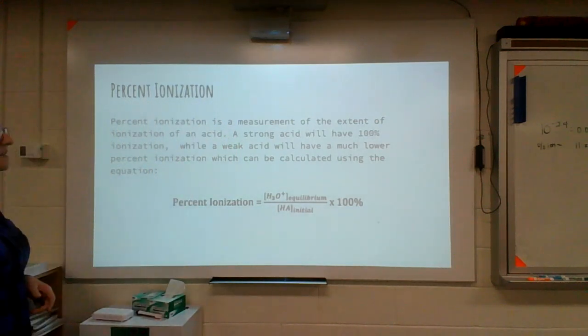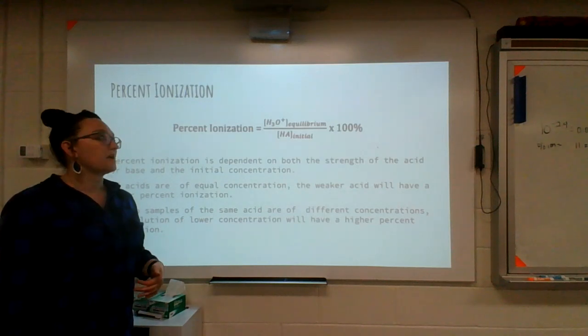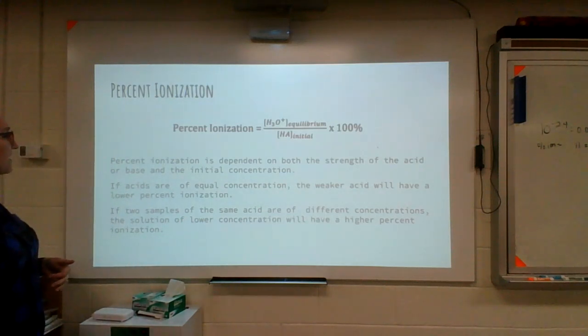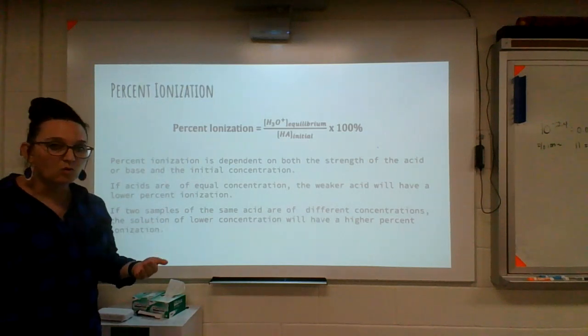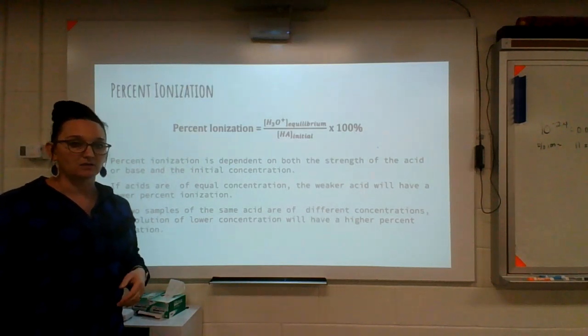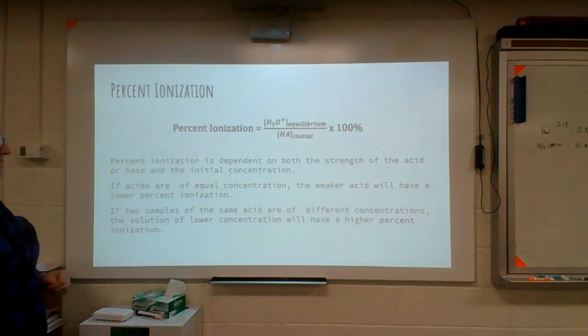So percent ionization is dependent on both the strength of the acid or base and the initial concentration. If acids are of equal concentration, the weaker acid will have a lower percent ionization because it is more likely to be found in that molecular form, the unionized form. If two samples of the same acid have different concentrations, the solution having the lower concentration will have a higher percent ionization.